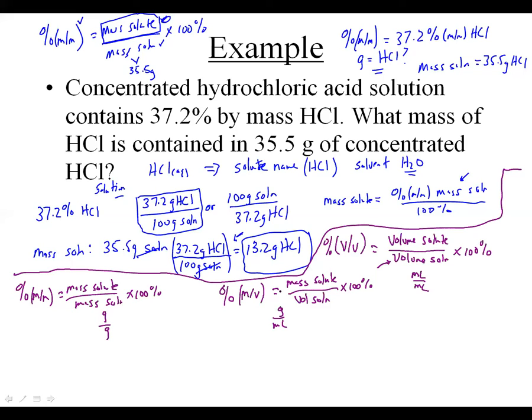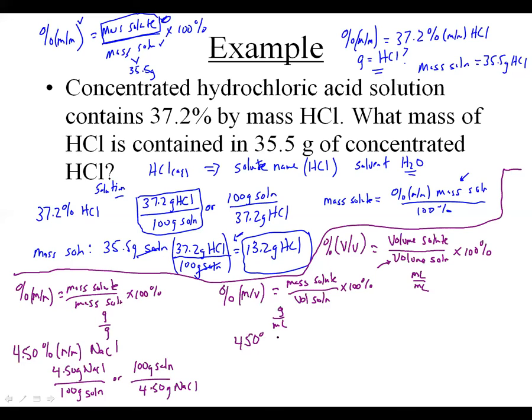So for example, just to run through all three of them with a percentage, if I had, like I had before, 4.50% by mass sodium chloride, what that means is we have 4.5 grams of sodium chloride in 100 grams of solution. Or again, you could do the opposite like we've been doing: 100 grams of solution, 4.50 grams of sodium chloride.